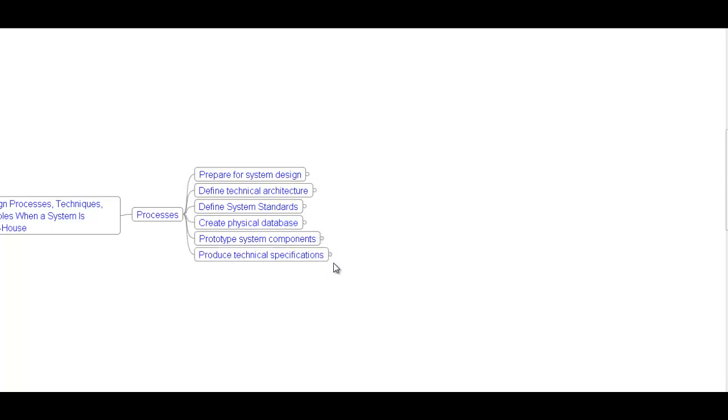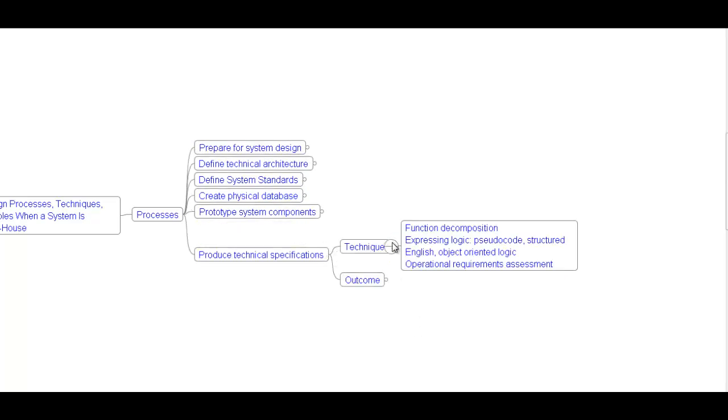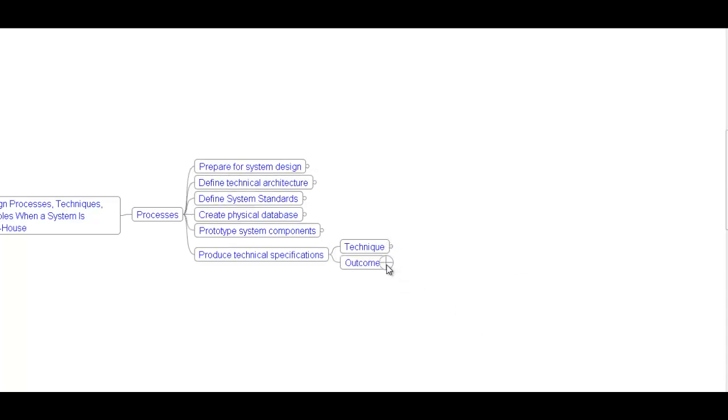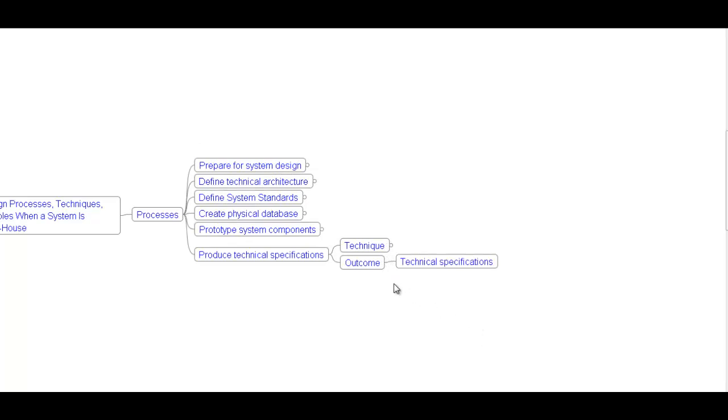Produce technical specifications. What technique do we use? Function decomposition, expressing logic, pseudocode, structured English, object-oriented logic, operational requirement assessment. And what is the outcome? Technical specifications.